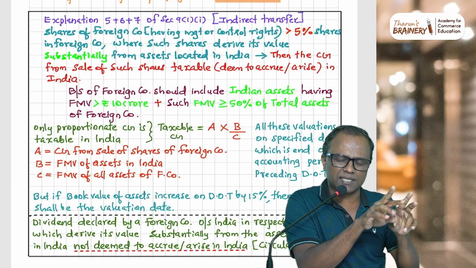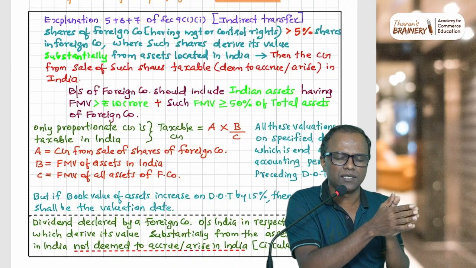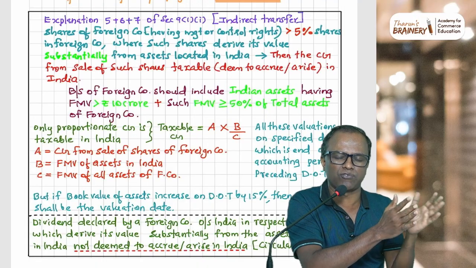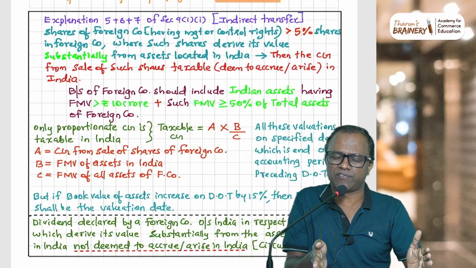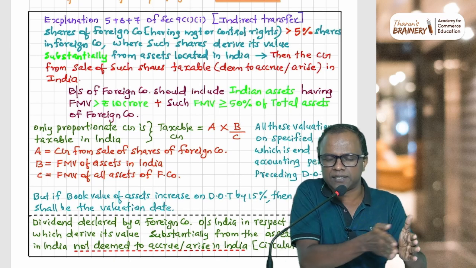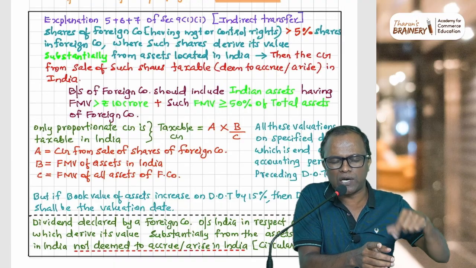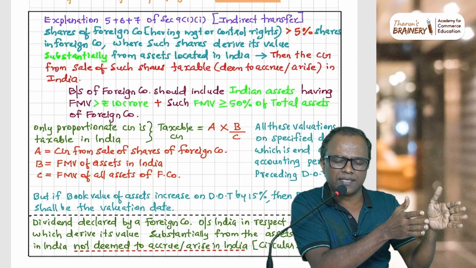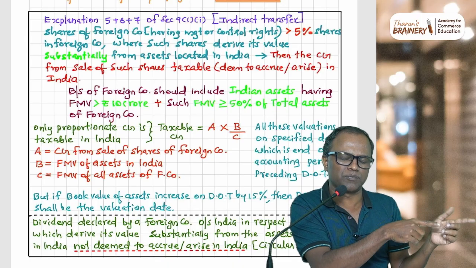But if there is a substantial increase in the book value of assets of the foreign company, that means on 31st March preceding the date of transfer, the book value of assets of that foreign company is assumed to be 100 crore. But on the date of transfer, the book value of assets of the foreign company is 120 crore. Then there is an increase of 20 crore. Increase of 20 crore, as a percentage of the book value of assets as on the preceding accounting date end, which is 100 crore. So 100 crore, 120 crore. 20 crore as a percentage of 100 crore means 20%.